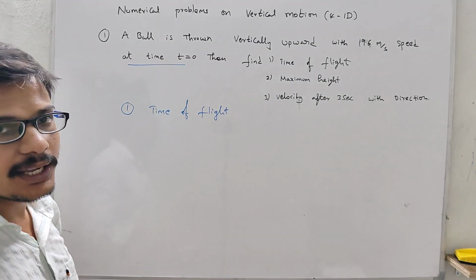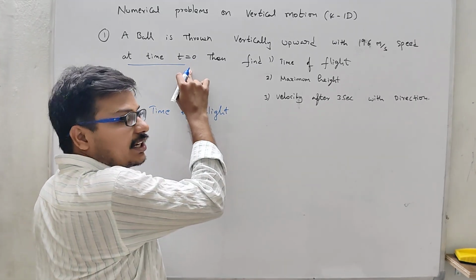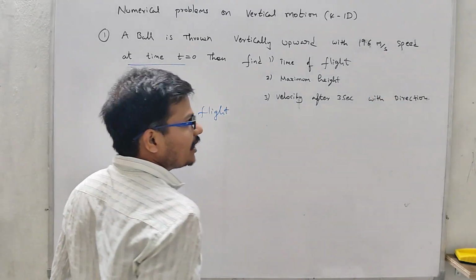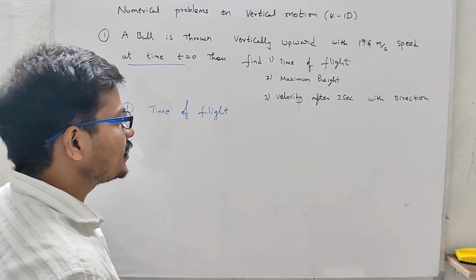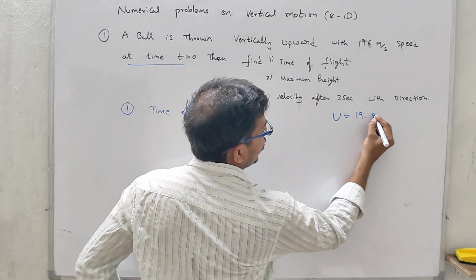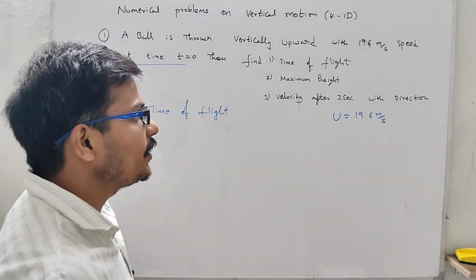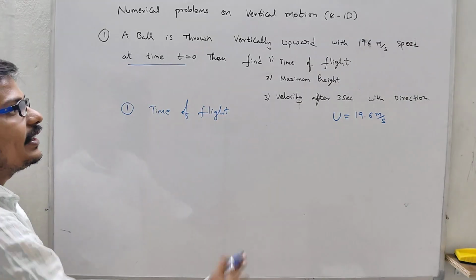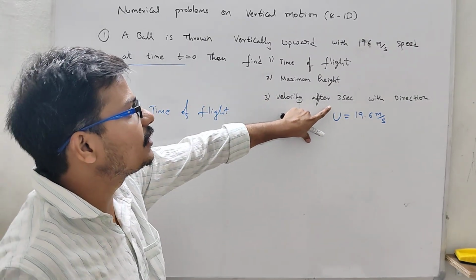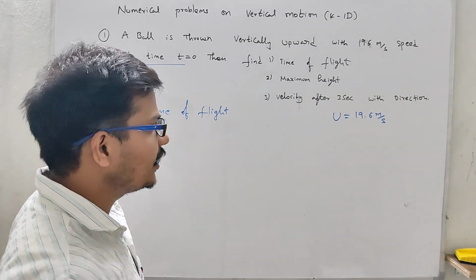At time t equals 0 means it is the initial time. So at the initial time it has initial velocity 19.6 meters per second. This is the given data. We have to find the time of flight, the maximum height, and the velocity after 3 seconds with the direction.